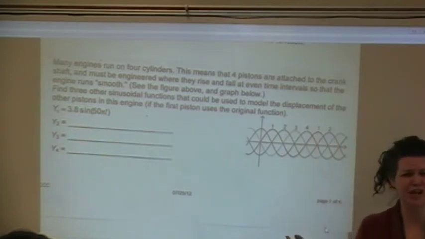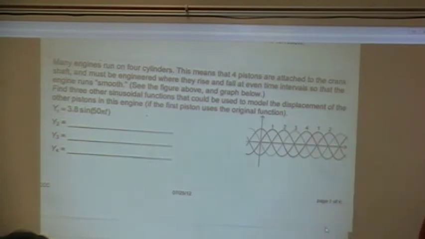Has my amplitude changed any? No. Has my wave gotten fatter or skinnier? No. The only thing that happens is it is shifted over. So we have to shift it over the same interval 3 times. So we need to figure out what that might be.